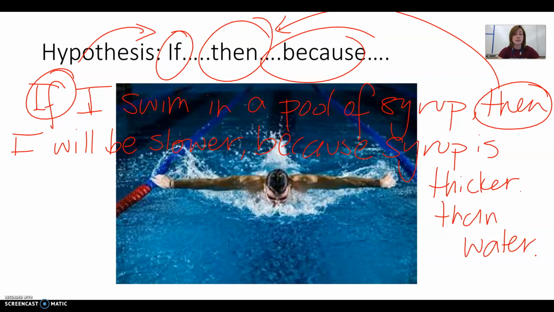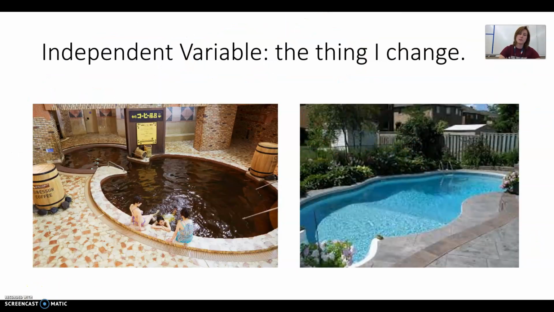Okay, now we're going to design an experiment that will help us test this. So first, let's talk about the independent variable. The way I help my students remember independent variable is it's the thing that I change, because independent variable starts with an I. So the thing the scientist changes.